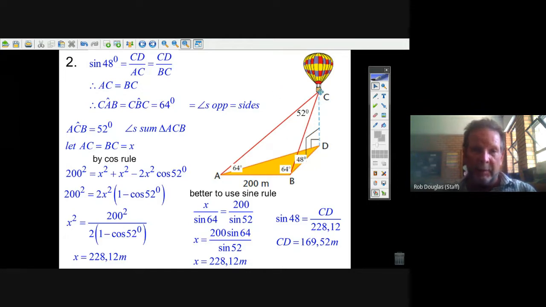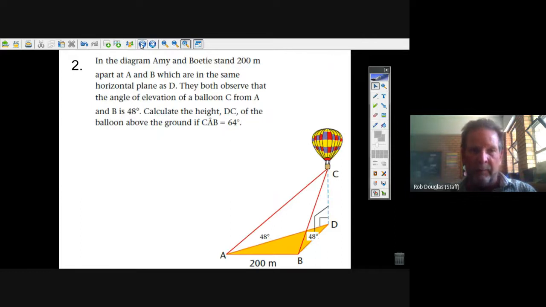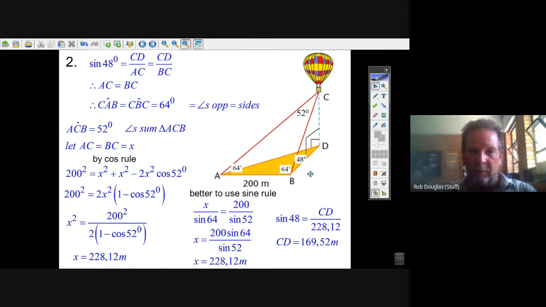Now, they tell us that there's this balloon up here. They give us that the distance down here, A to B, is 200 meters. They give us that one angle here, CAB, is 64 degrees, and that they both observe an angle of elevation of 48 degrees. So it's 48 degrees here, that's angle CBD, and 48 degrees here, angle CAD, 48 degrees on both sides. Okay, let's just start off here.